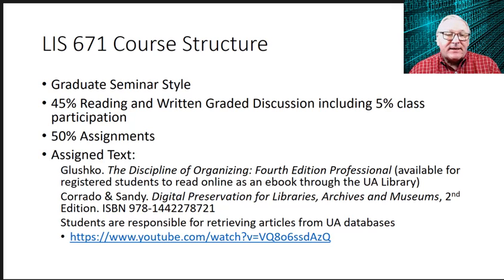There are 2 assigned texts. You can see what they are here, and then refer to the syllabus for the details. There is an online ebook that you can get actually for free, read it online for free through the U of A library, and then a book on digital preservation for libraries, archives, and museums, the ISBN number here that you can get. And then there's a number of articles that we're going to read.